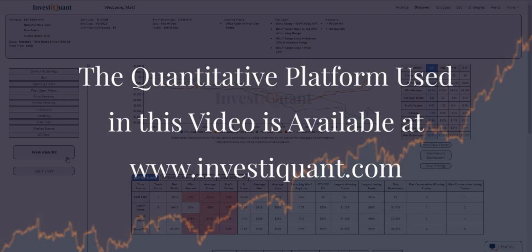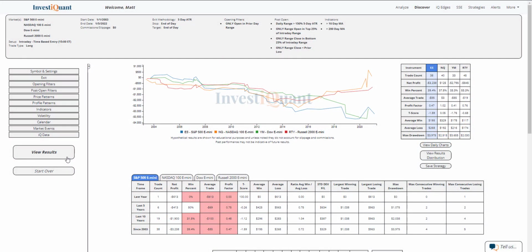These are the results based upon entering the market long at 3 p.m. Eastern time, exiting at 4:15 p.m. Eastern time when you open within the prior day range. And at 3 o'clock, you have already achieved 150% of the five-day ATR as a daily range. The open is up near the highs of the session, defined as top 25% of the intraday range. The 3 o'clock price is trading below the prior day low and in the bottom 25% of the intraday range. So you have a very directional daily candlestick that is forming, and you're currently trading below the prior low.